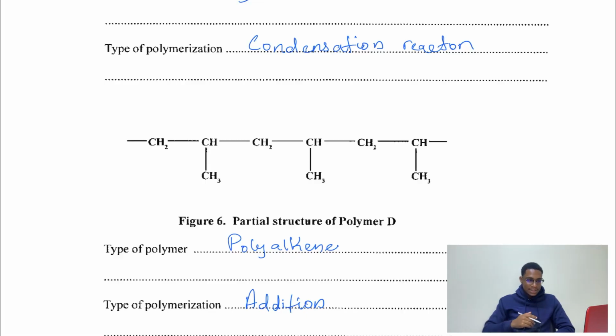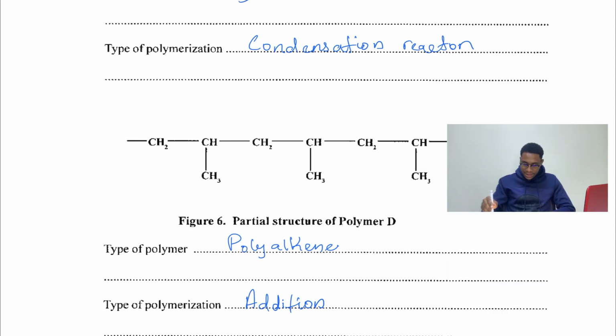Then we go again to the partial structure of polymer D. Looking at the question, the polymer can be determined by the type of bond linkage. The monomer unit is actually an amino acid. Then in figure 6, the type of polymer is a polyalkene, and the type of reaction is an addition reaction.